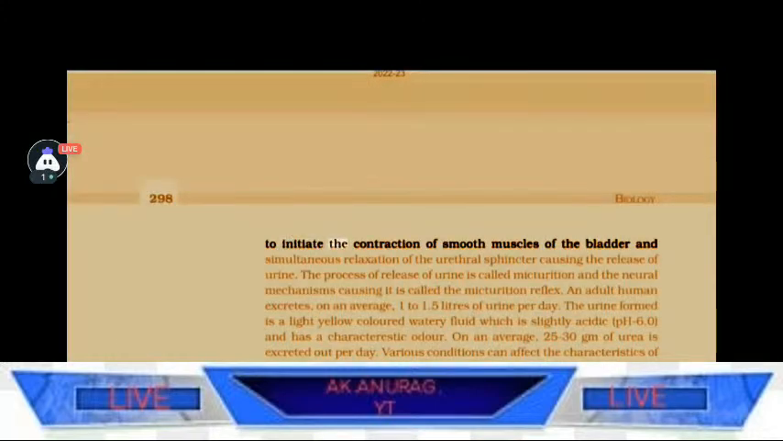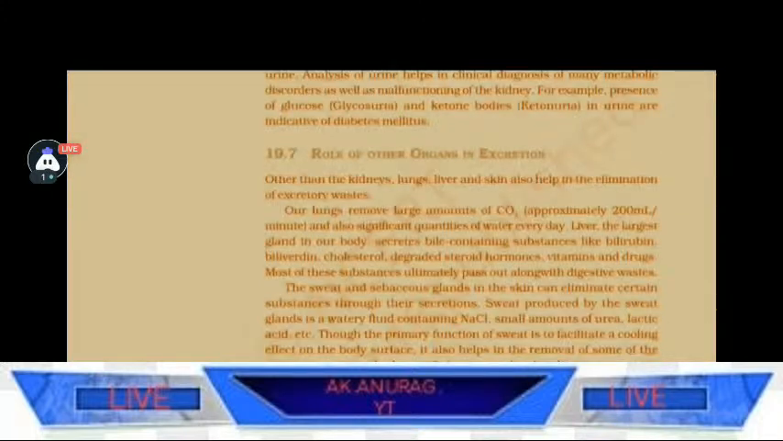This initiates the contraction of smooth muscles of the bladder and simultaneous relaxation of the sphincter. An average 1 to 1.5 liters of urine is excreted per day. The urine formed is a light yellow colored watery fluid which is slightly acidic, pH 6.0, and has a characteristic odor. On an average, 25-30 gm of urea is excreted out per day. Various conditions can affect the characteristics of urine. Presence of glucose, glycosuria, and ketone bodies, ketonuria, in urine are indicative of diabetes mellitus.